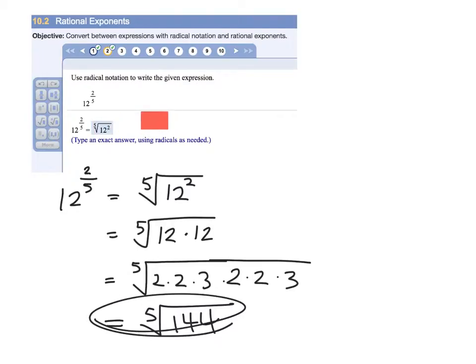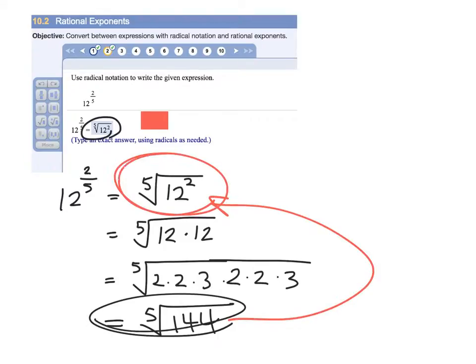Let's see if we're right. Yeah, I am right. So you'll notice it says 5th root of 12 squared. Well, that's 144. My math lab should accept this as our answer. But to be on the safe side, what I would do is I would leave the answer in this form. So enter it that way.